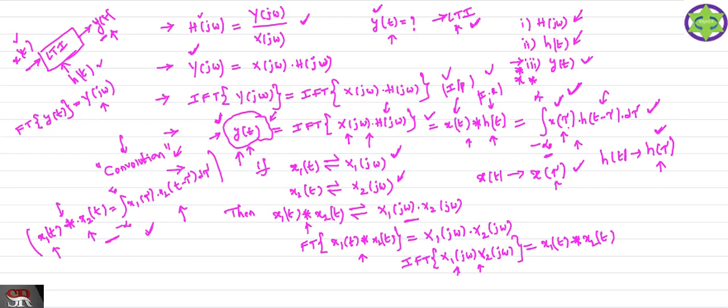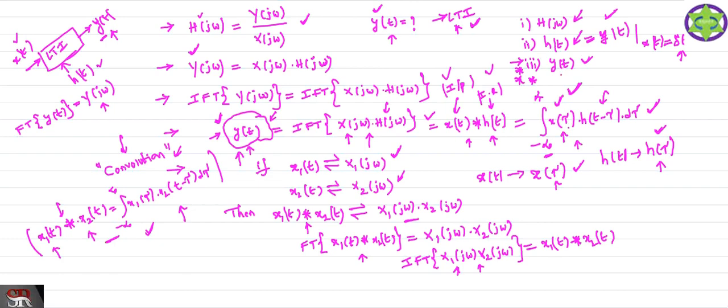Impulse response is nothing but the response of the system, that is your y of t, for the impulse input. Whenever your x of t is the impulse signal, the response you find is the impulse response, which is denoted by h of t. How can we get h of t? You just perform the inverse Fourier transform of the transfer function, so that we will get the impulse response.